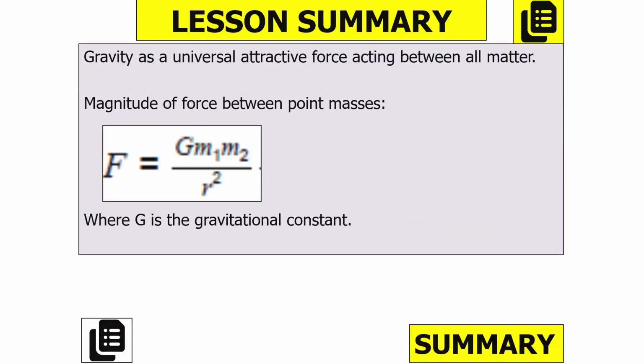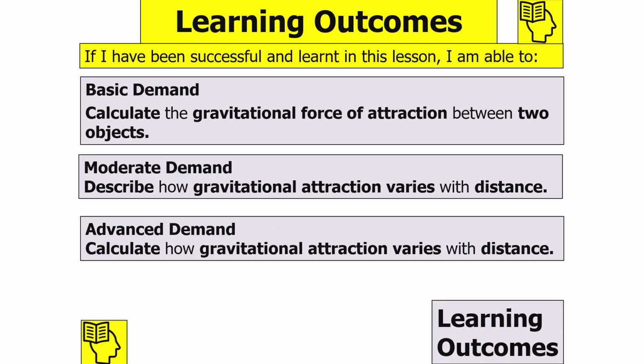So to summarise what we've looked at in today's lesson, gravity is a universal attractive force acting between all matter. The magnitude of the force between point masses is equal to G m1 m2 over r squared, where G is the gravitational constant. So if we've been successful and we've learnt in today's lesson, we should be able to calculate the gravitational force of attraction between two objects, describe how the gravitational attraction varies with distance, and calculate how the gravitational attraction varies with distance.